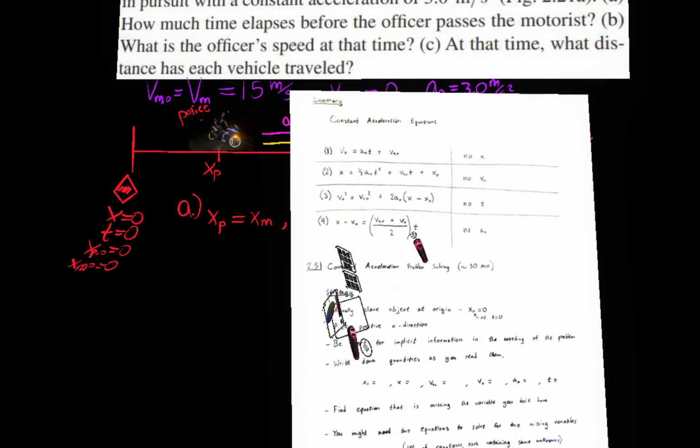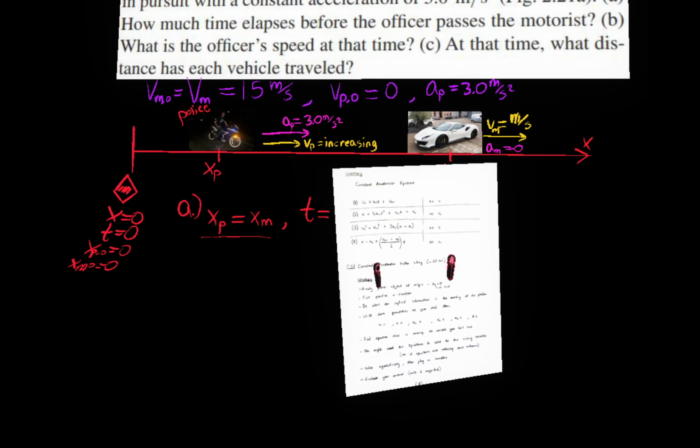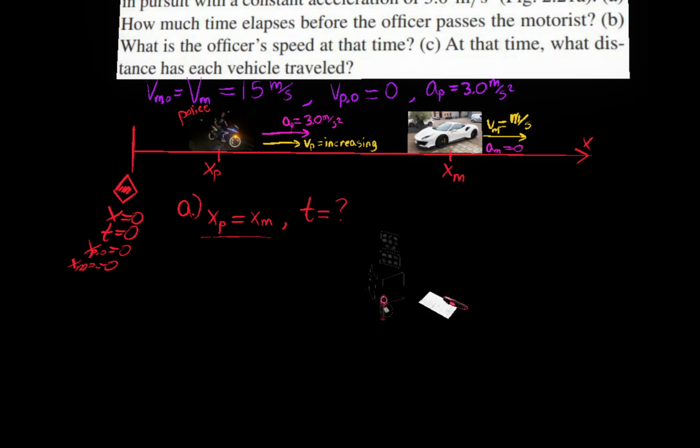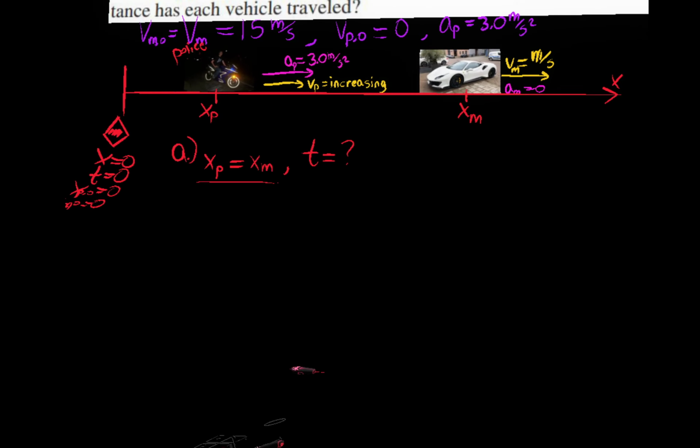But one thing that we do know is that the position is equal at the time that we are looking for. And so if this is x, well, if it's xp or xm, whichever, they are equal. So what we can do is set equation 2, both variants of equation 2 with our policeman and our motorist, we can set them equal to each other because xp is equal to xm. Their positions are the same. So we can use equation 2 for, let's do first the motorist.